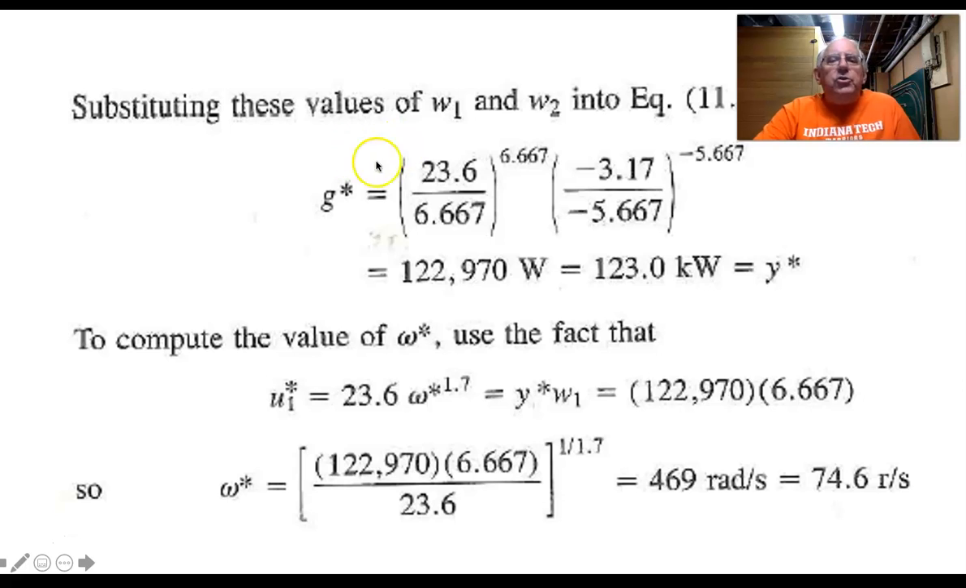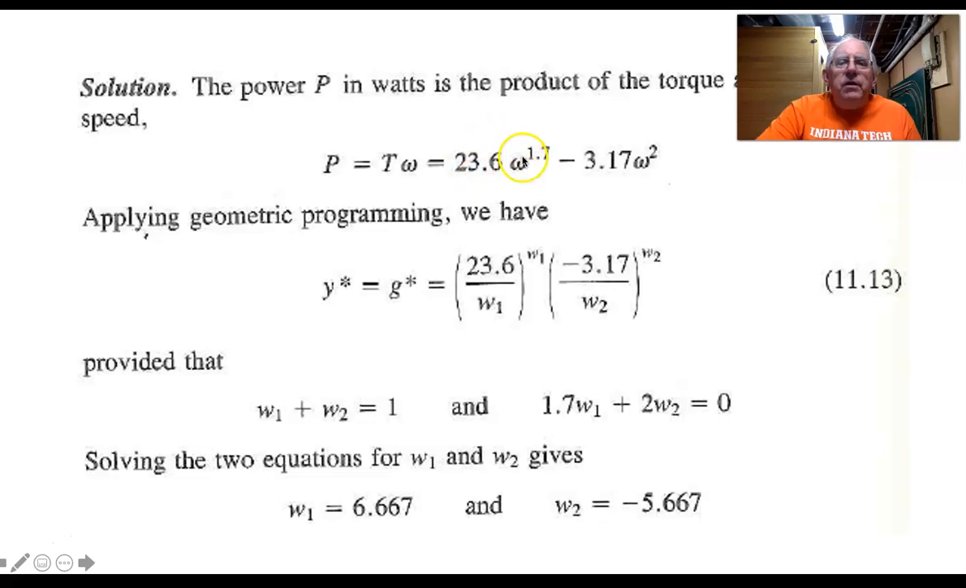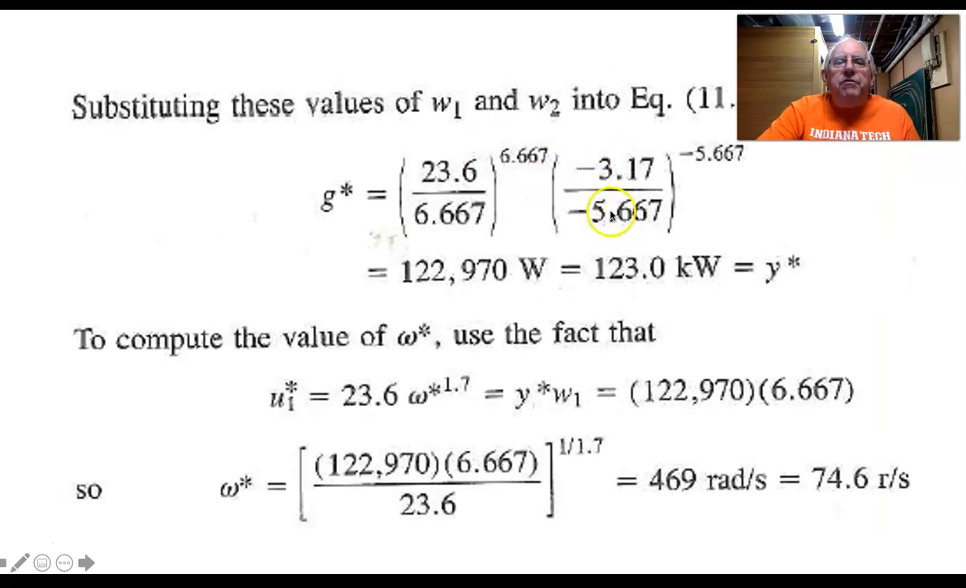We can put that right into our equation where we have the two values of the C that we had before, divided by the w1 raised to the w1. Here's the C2 divided by the w2 raised to the w2 power. We can use our calculator then to determine that, and we find that in the appropriate units of watts, the power is 123 kilowatts. And so that is the value of y star.